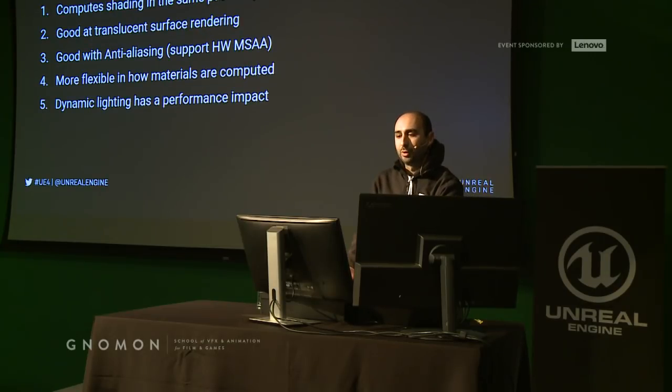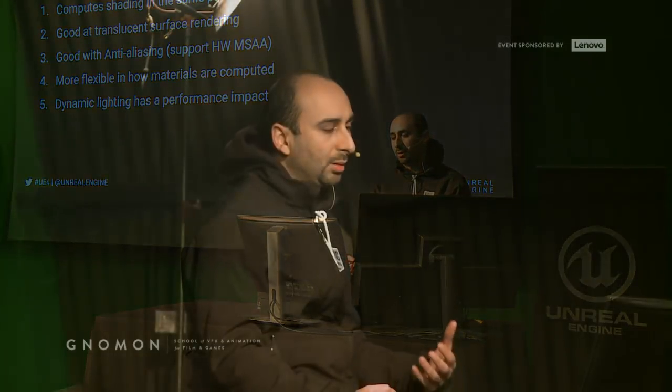On the other hand, forward shading computes the shading in one pass. There is no multipass, so it renders the geometry and calculates the shading and lighting all in one shot. Because it has all the information, it's good at handling translucent surfaces. It also allows us to use hardware anti-aliasing, which is good quality and very fast because it's evaluated on the GPU. However, the main drawback of forward shading compared to deferred shading is that when rendering dynamic lights, it has some more performance impact.